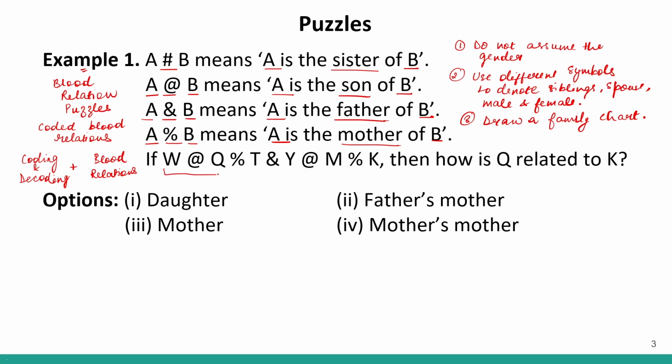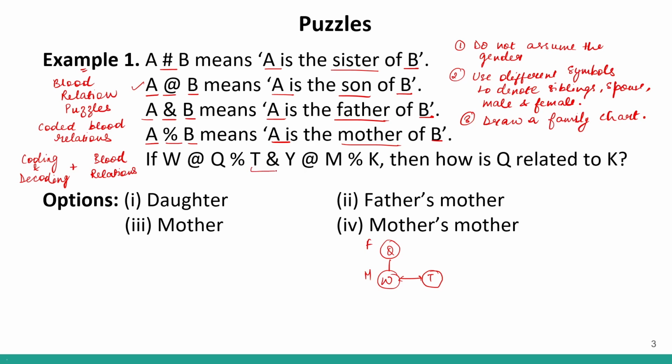W at Q means W is the son of Q. We are using this one. So W is the son of Q, so W will be male. Q's gender is unknown. We cannot assume. Then moving forward, Q percentage T means Q is the mother of T. So if Q is the mother of T, W will have a sibling T, correct? And Q is the mother, so Q will be female. And T's gender we don't know, because it is given to us that Q is the mother of T. T's gender we don't know yet.